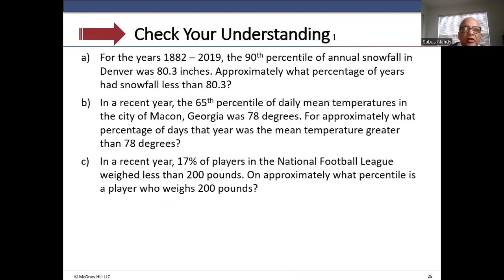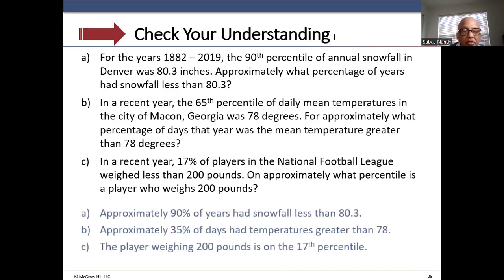For the years 1882 to 2019, the 90th percentile of the annual snowfall in Denver was 80.3 inches. Approximately what percent is less than 80.3? 90th percentile, okay, 90%. Okay. In a recent year, the 65th percentile of the daily mean values of temperature in the city of Macon, Georgia was 78. For approximately what percentage of the days was the temperature greater than that?